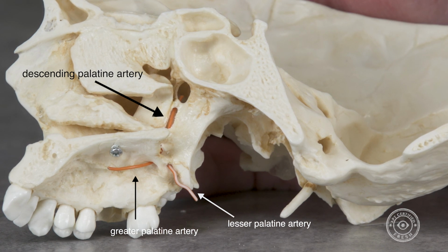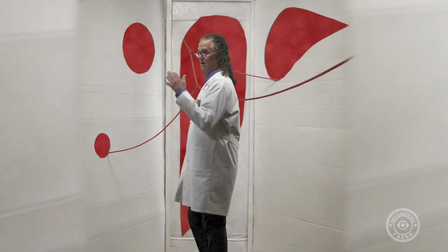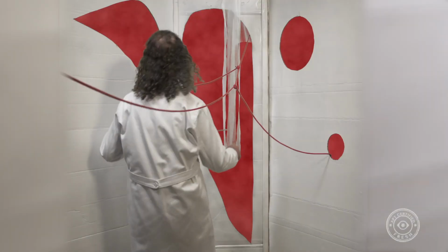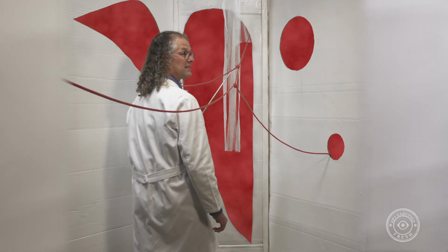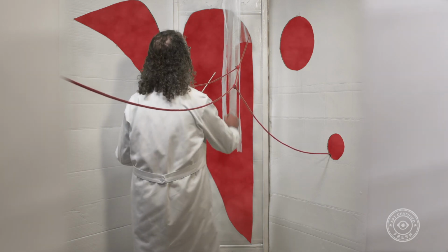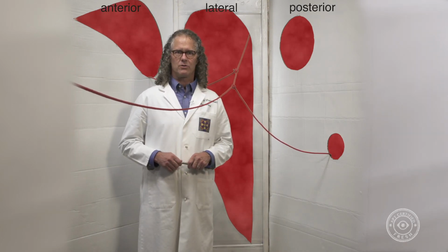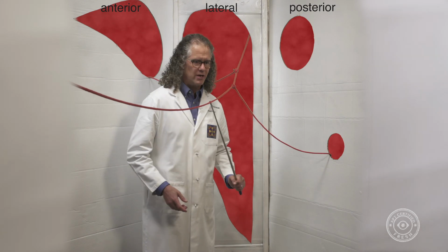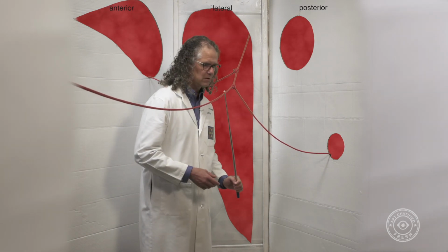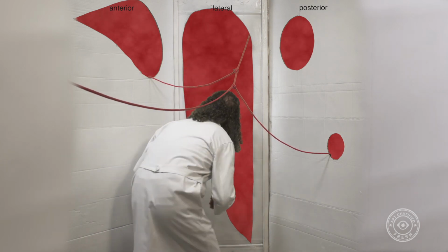Okay, we have one more branch to account for. Look back at the lateral wall. Looks like we forgot some fascia. I'm looking laterally through the pterygomaxillary fissure. I can see the maxillary artery coming at me. You should also see the smaller posterior superior alveolar artery exiting through the fissure.